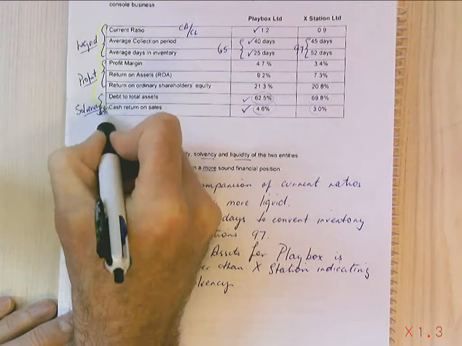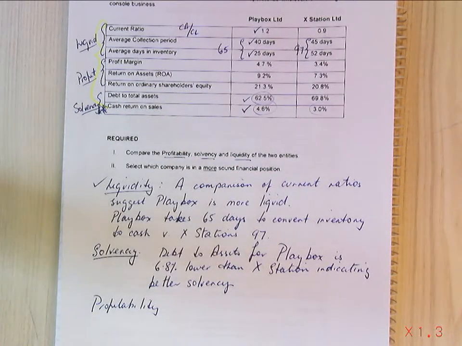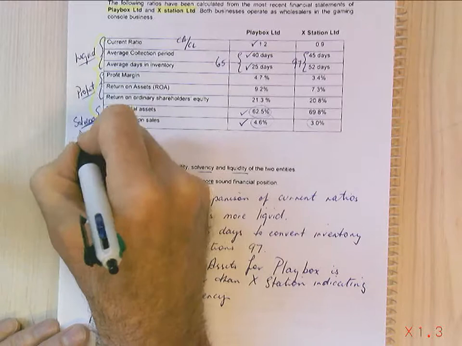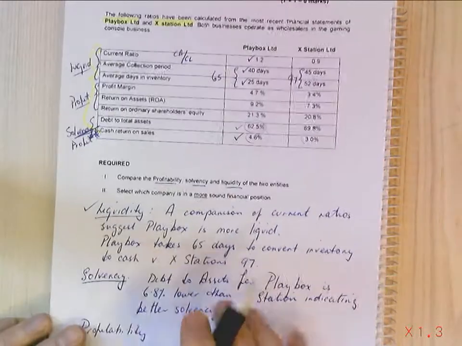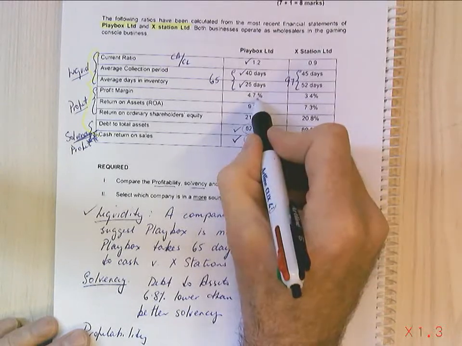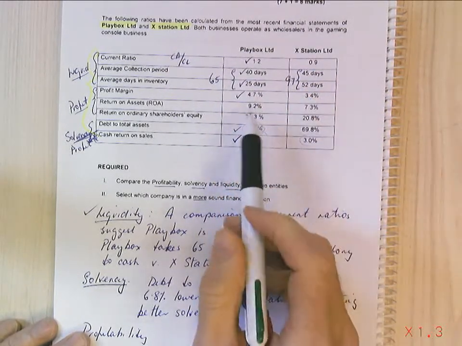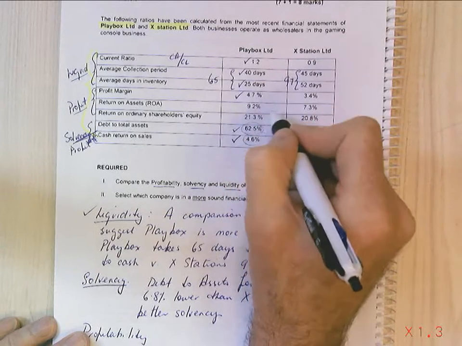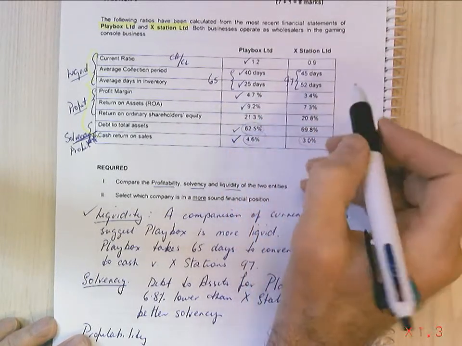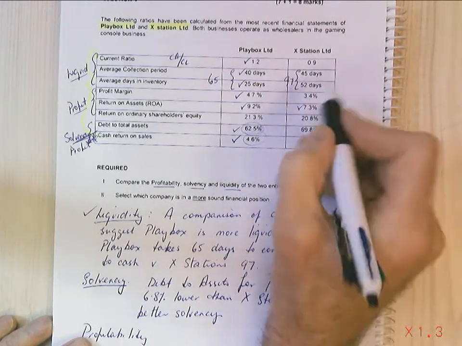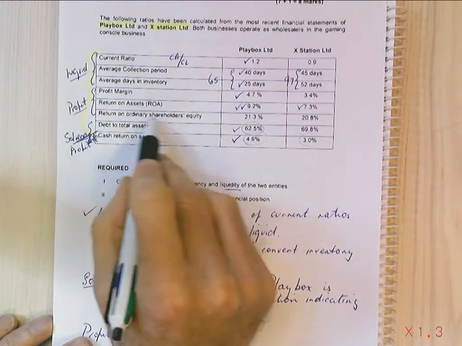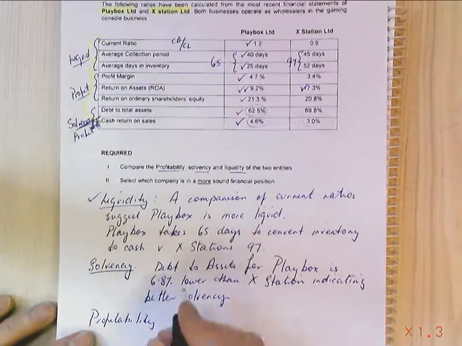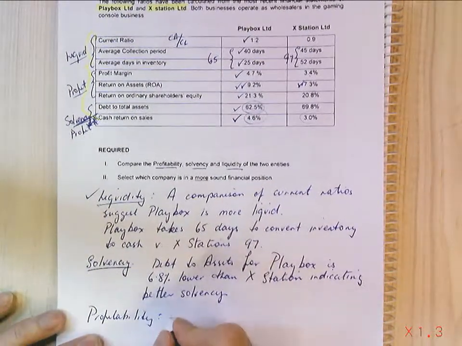Now, when I was doing that question, cash return on sales is a profitability margin. So let's have a look. So solvency, this is the last one, profitability. So my profit margin, 3.4% versus 4.7%, going to have to give it to Playbox. Return on assets, meaning that for every dollar of assets we have 9.2 cents of profit versus 7.3 cents. So once again I'm going to give it to Playbox. And return on ordinary shareholders' equity, once again the higher number is better, so I'm going to give it to Playbox.